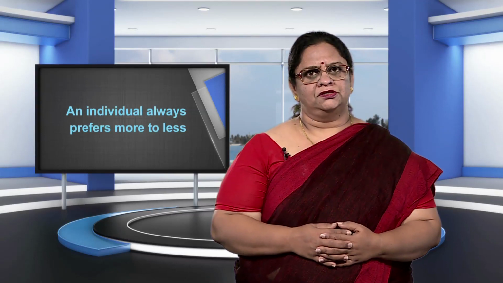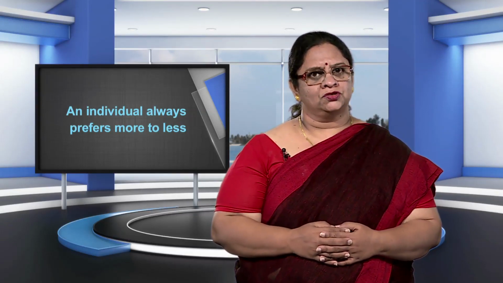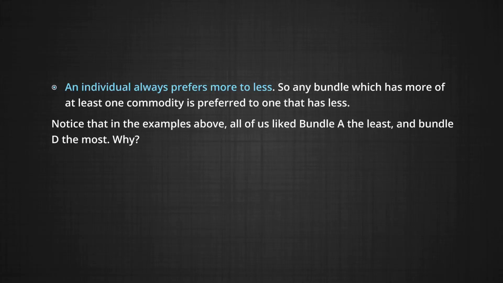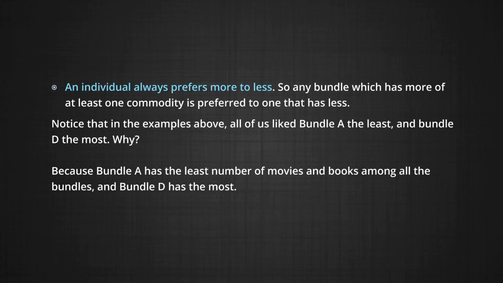2. An individual always prefers more to less. So, any bundle which has more of at least one commodity is preferred to the one that has less. Notice that in the examples that we took, all of us liked bundle A the least and bundle D the most. Why? Because bundle A has the least number of movies and books among all the bundles, and bundle D has the most number of movies and books.